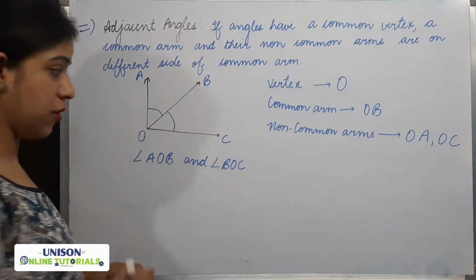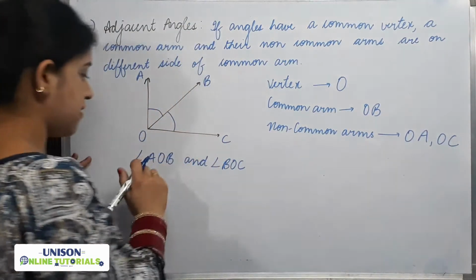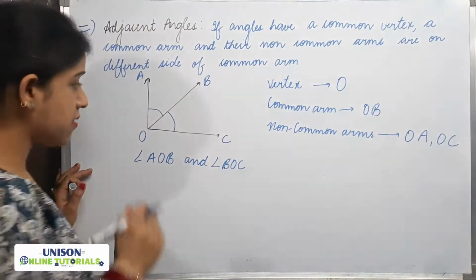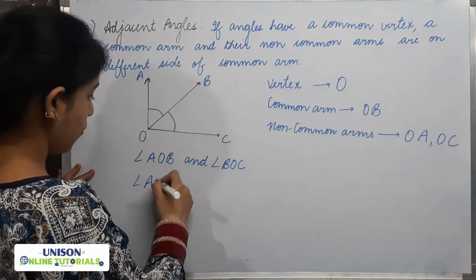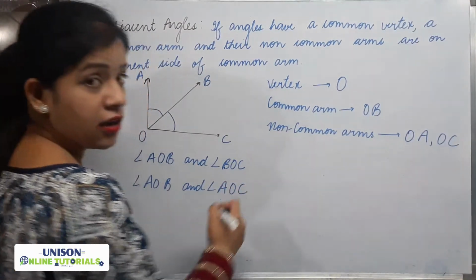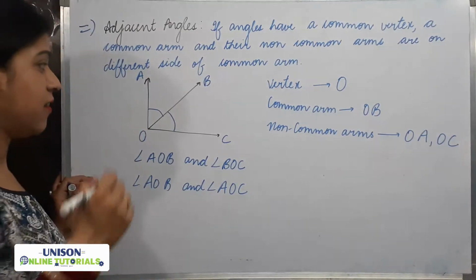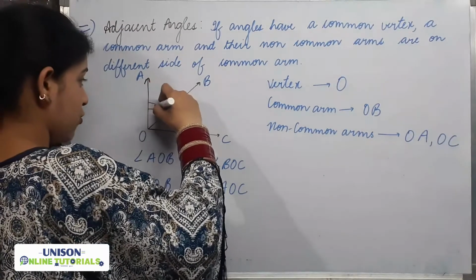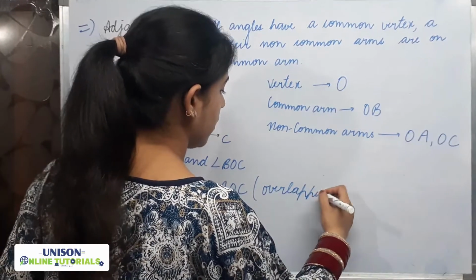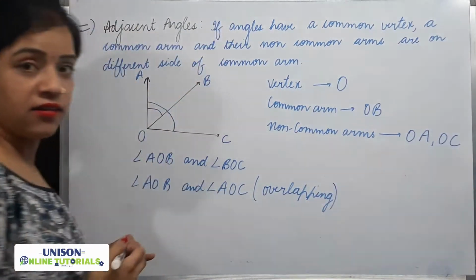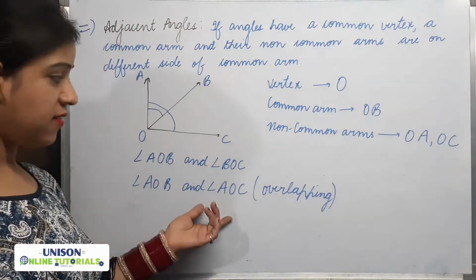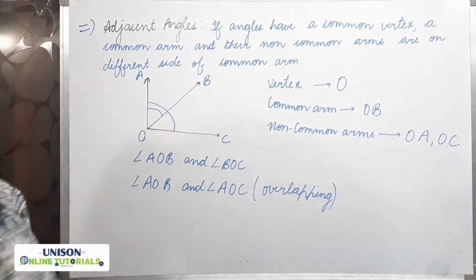Now we have a condition. For example, here in this case, angle AOB and angle BOC are adjacent angles, but we cannot take angle AOB and angle AOC. We cannot call these angles adjacent angles, because overlapping is not allowed in this type of angles. So we cannot call angle AOB and angle AOC adjacent angles.